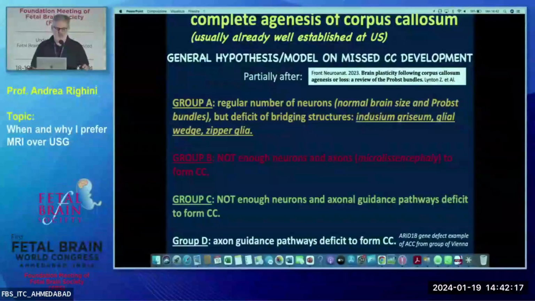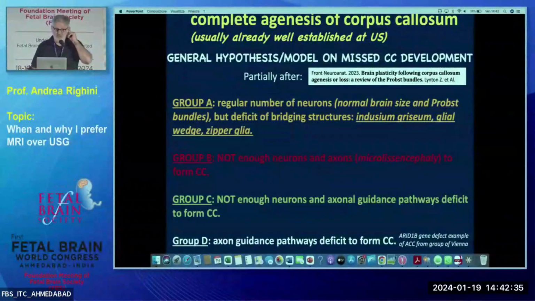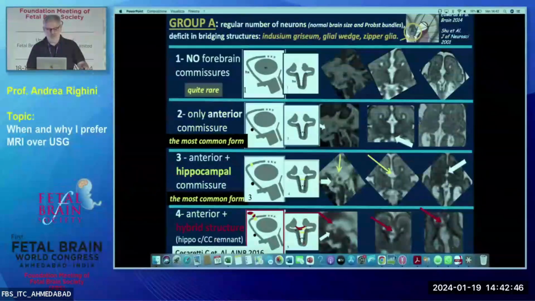And then we have two groups, group B and group C, where you don't have enough neurons, and in group C, you also don't have some guidance pathway mechanism working, so the corpus callosum cannot form. And probably there are cases like the ones recently demonstrated by the group of Vienna, where what is impaired is the pure mechanism of guidance, like in the ARID1 gene.